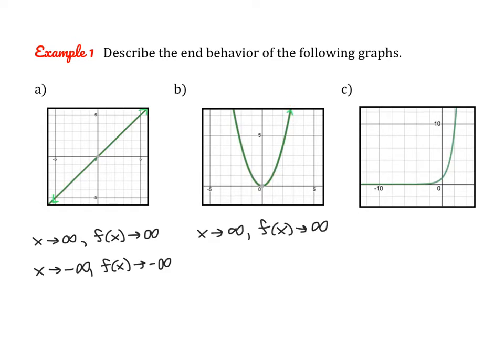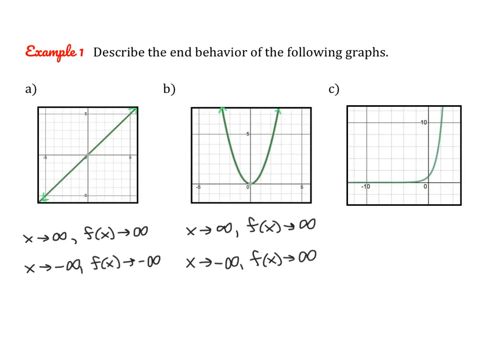Now let's look at what happens on the left. So if you trace your graph going to the left, you can see that our graph is also going to go up infinitely. So we would say as x approaches negative infinity, f of x approaches positive infinity. So again, moving to the left, my graph is going up. So both end behaviors are going up. Now let's look at graph C. So here, again, starting on the right, let's trace.